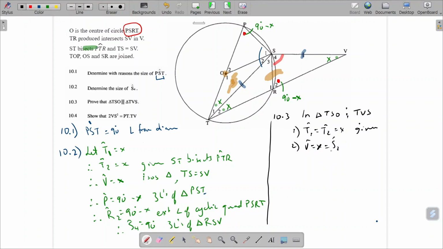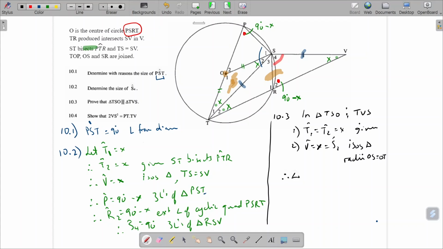So again, let's put it in here. We have that equal to x because of isosceles triangle, radii OS equals OT. So let's go grab the green pen quickly, and we know that therefore that is equal to x because of the radii marked over here. So therefore these two triangles are in fact similar by 3 angles. Again, depending on your province, check if you need to put in the third angle. Therefore triangle TSO is similar to triangle TVS, angle, angle, angle.